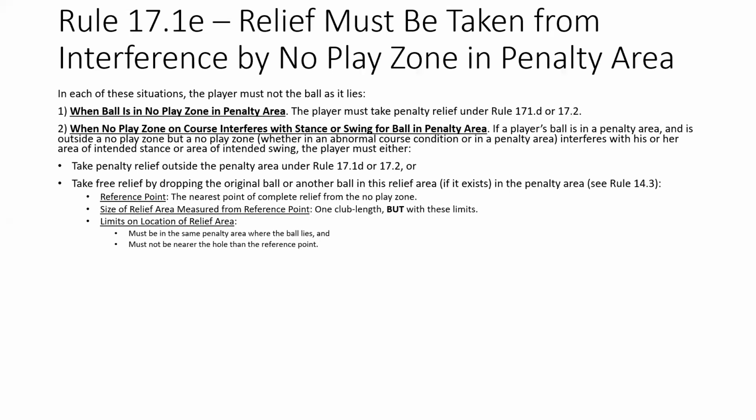So the example that we talked about was that the player's stance had interference. The ball was not in the penalty area though, it was not in the no play zone defined as a penalty area. So in that case, the player can drop the ball in the penalty area without penalty, and then they can either play it from the penalty area, or at that point, if they want to take relief, they have that option. So I think we pretty much covered this earlier when we talked about no play zones. Unless Mike's got a question on it.